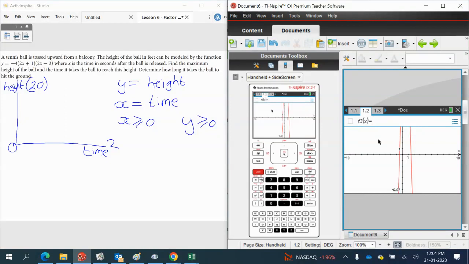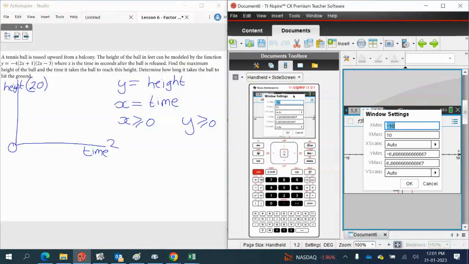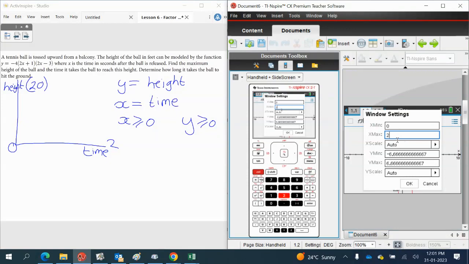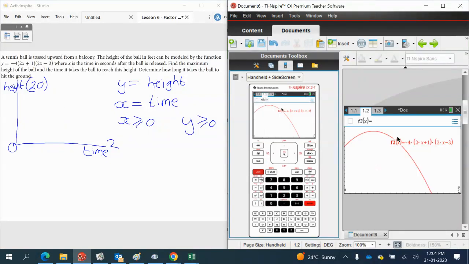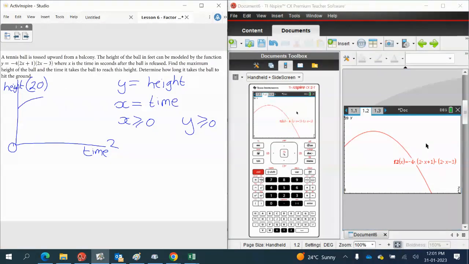Okay, so we've got our graph drawn here. We need to press menu, window, window settings. We want to go from 0 to 2, and we want the y values to go from 0 to 20. Then it will draw the graph for us, and it will look like this. Here is the graph. This describes the ball's height going up and then down.